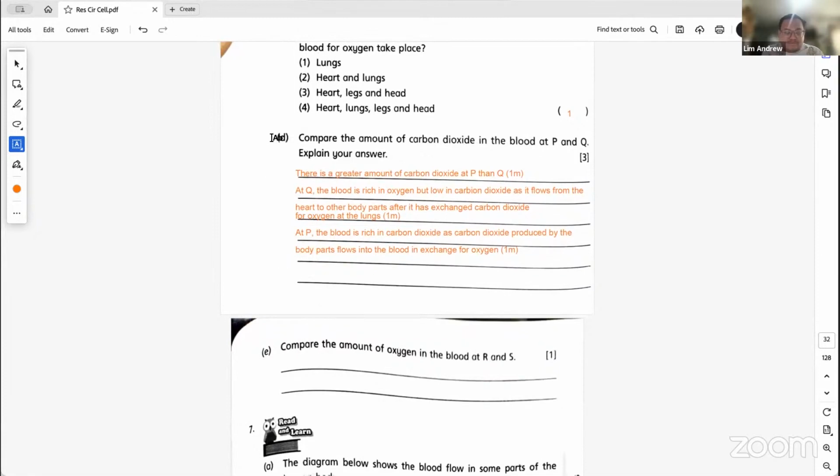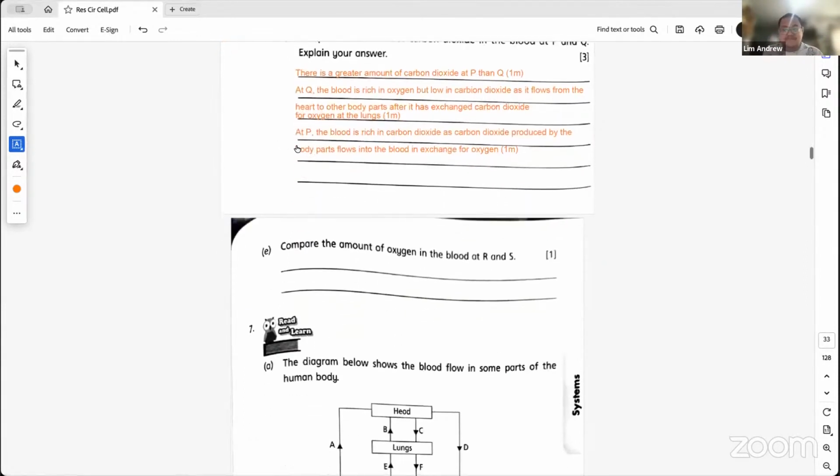You see, these two questions look similar, but the way we answer is different. For question D, they ask you to compare and explain. So you have to compare and explain. If the question never asks you to explain, don't waste time explaining, all right? Because in examination, you are only given 1 hour and 30 minutes. So it's equal to saying that one question you only have 5 minutes to answer. So for this question E, since they ask you to compare, don't explain because they never say explain.